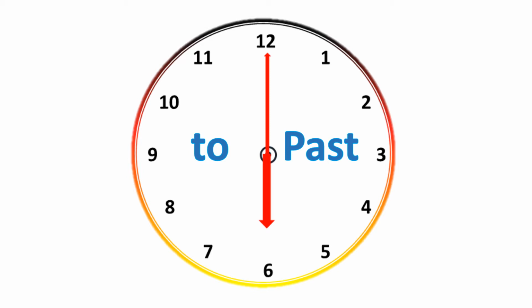Here is a rule you need to know before starting reading the time. Look at the clock. There are two parts. In the right part, we say past. And in the left part, we say to. Let's see the examples.